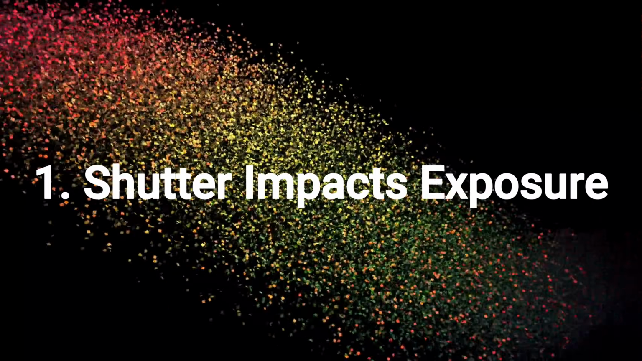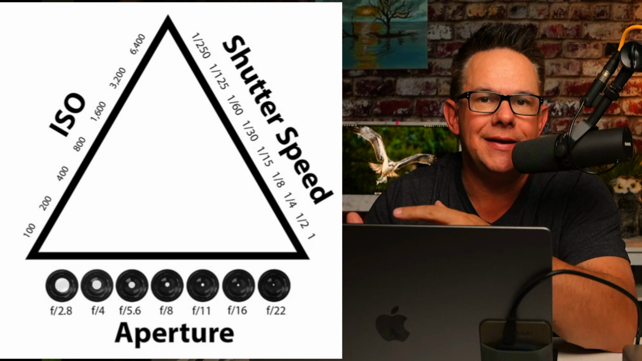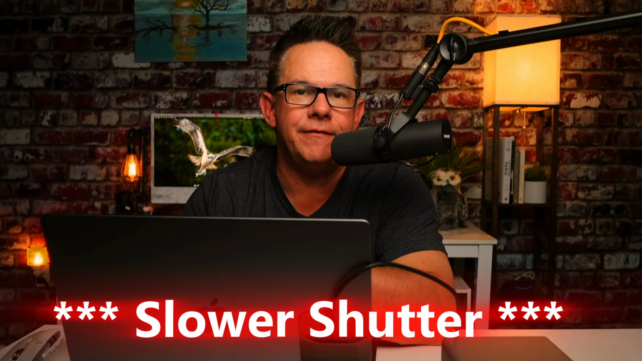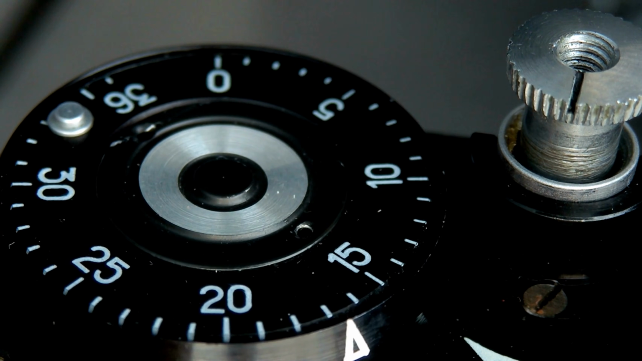The first way that shutter plays a vital role in our photographs is through exposure. Shutter, of course, is one of the three legs of the exposure triangle, and it's a tool that we have available to us to help us achieve a balanced exposure. If we do not have enough light in the scene, well, we might use a slower shutter speed, maybe something like 1/30 or 1/60 to allow more light into our camera sensor to help increase that exposure and make it a little bit brighter. But what if we already have too much light in the scene?